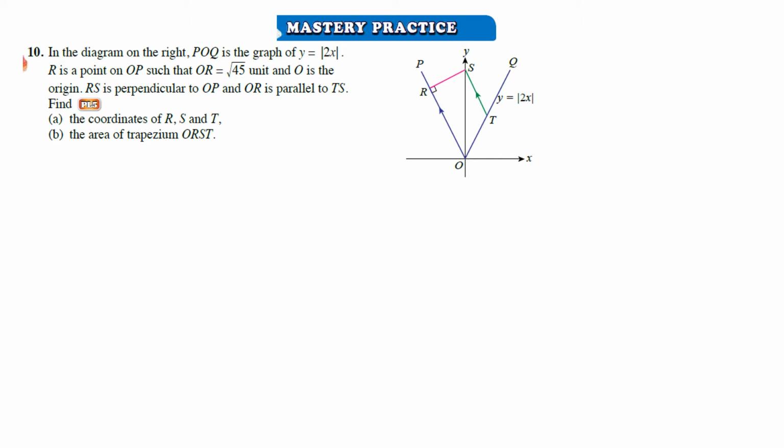Okay, question number 10 now. In the diagram on the right, POQ is a graph of y equals 2 modulus of x. So we look at POQ, it is actually from here to here, which is y can take positive 2x and also maybe negative 2x. Okay, so we have two equations here.